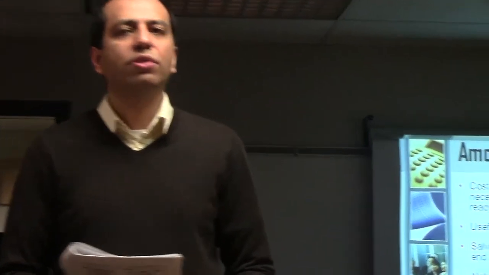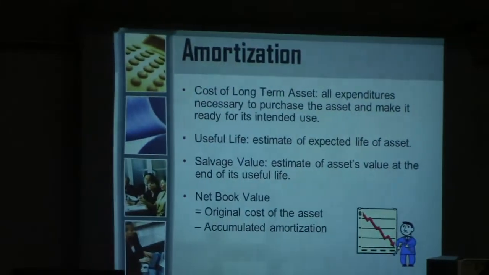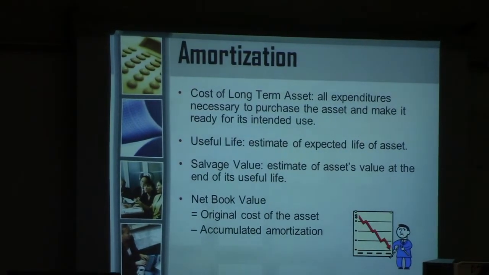So what is a useful life? Useful life is an estimate of the expected life of the asset. As an accountant, you have to come up with a number based on historical facts or based on predictions from experts of how long the useful life of this asset is. Then there is salvage value. Salvage value is the estimate of an asset's value at the end of its useful life. So you are coming up not just with the number of years that you think the asset is being used for, you're also looking at the value that this asset will be worth at the end of the useful life.